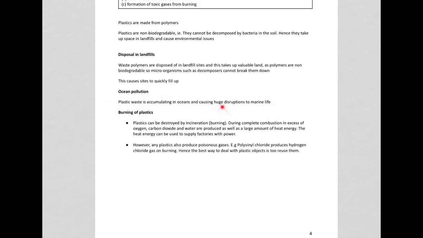There's also another problem of ocean pollution, because plastic will also accumulate in the ocean. They disrupt marine life, so they can get entangled in fins. Aquatic animals can eat them, so it disrupts marine life. Now, yes, they take up space, so what we can do, we can burn them. So when we burn them, they break down. But the problem when we burn plastic is that it can produce dangerous, poisonous gases.